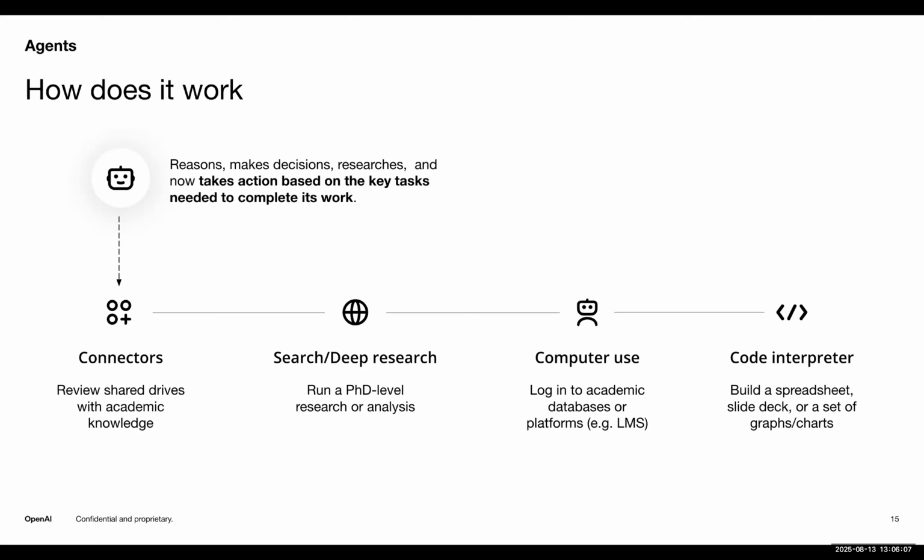Where you don't have connectors and you don't have web search, it can use a computer to access specific tools. So let's say you want to give it access to your learning management system or some other tool that you're using for research or teaching, you can add it into your prompt and direct the agent to that website and then give it access to it. We'll cover that in just a little bit with a quick demo. And once again, code interpreter for building different kinds of outputs.